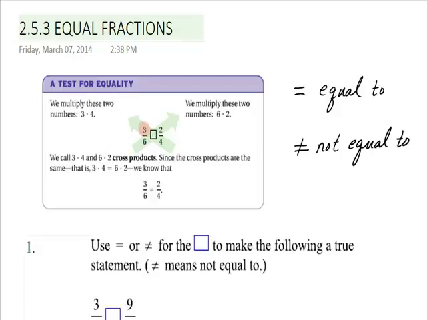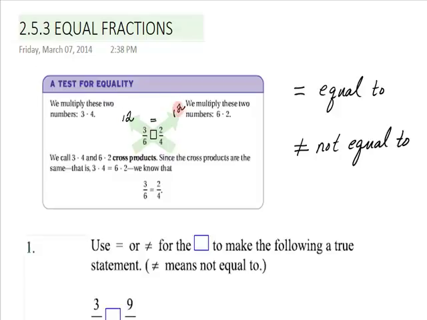And the formal test for equality is to look at what are called cross products. You're trying to decide here if 3 over 6 is equal to 2 over 4. What you can do is multiply from the bottom up and from the bottom up. They're called cross products. 6 times 2 is 12. This cross product, 4 times 3, is also 12. When the cross products are equal, then the fractions are equal.